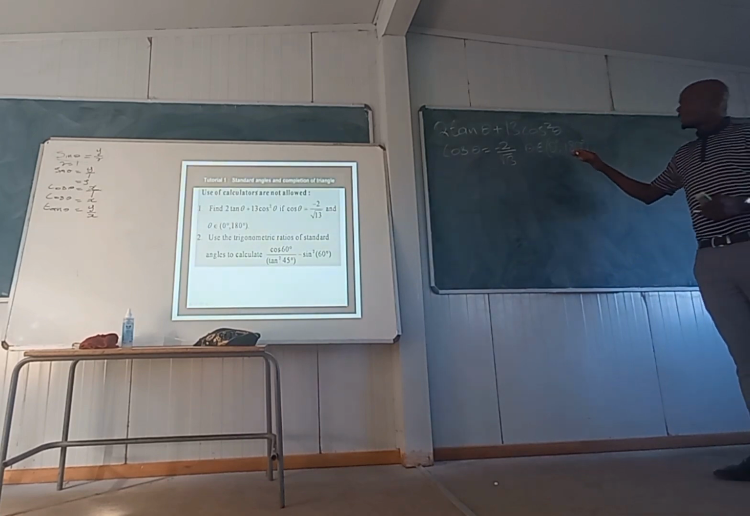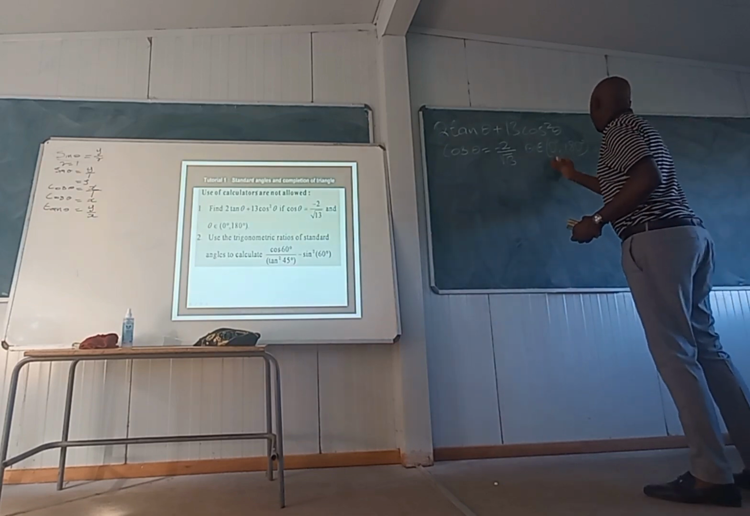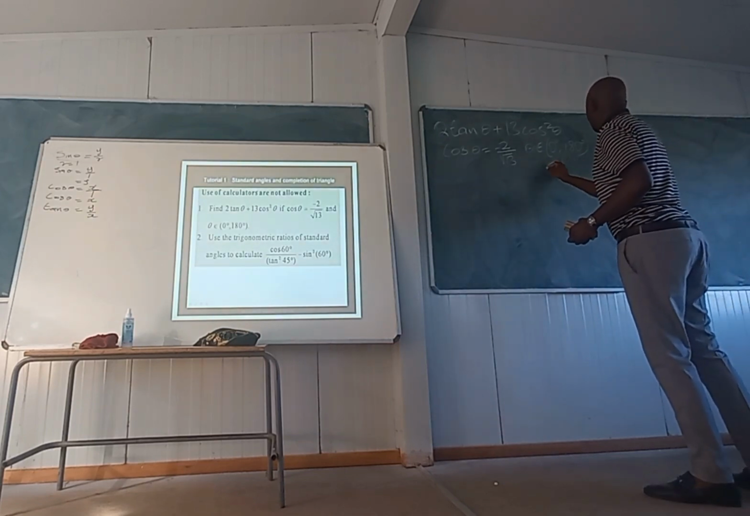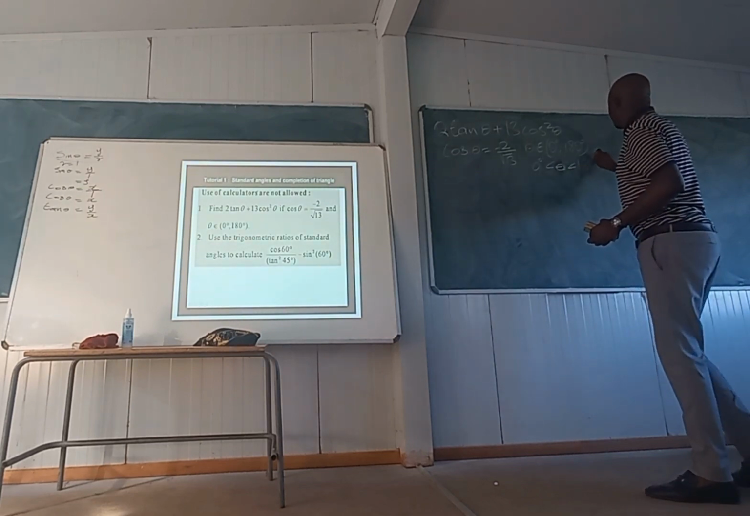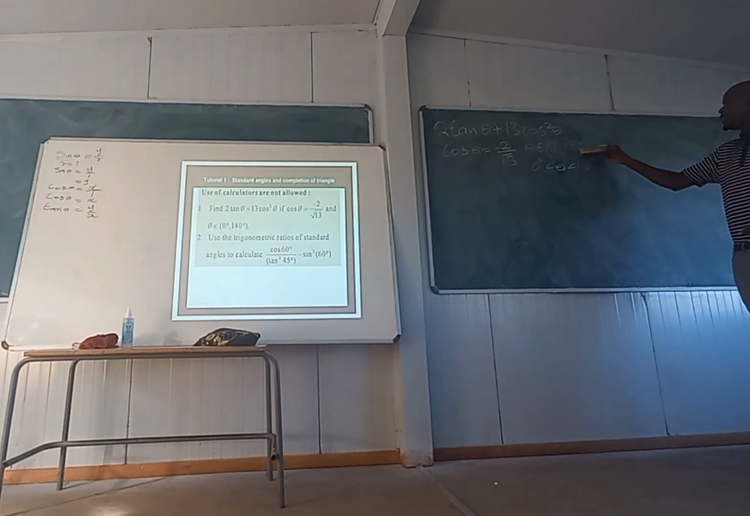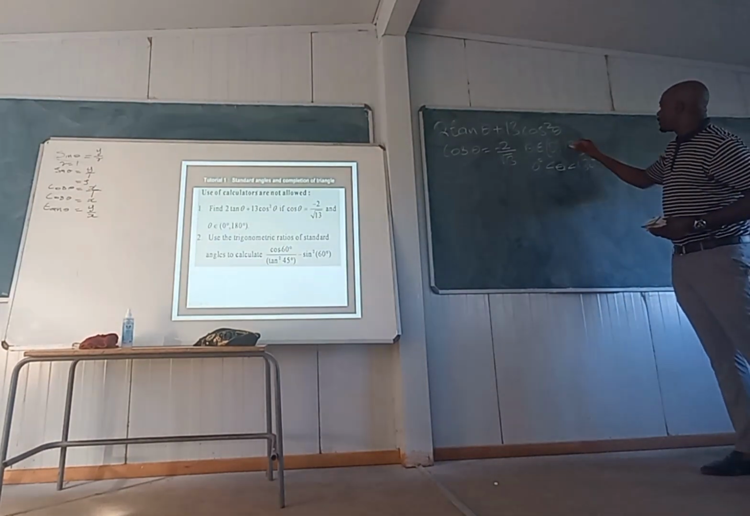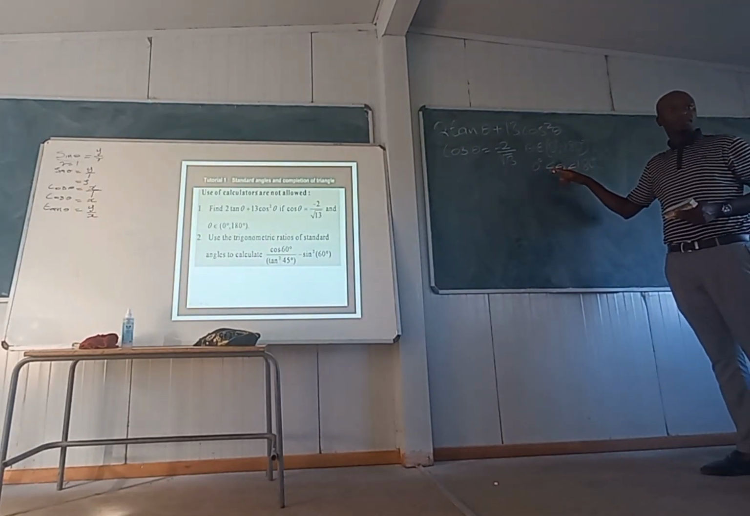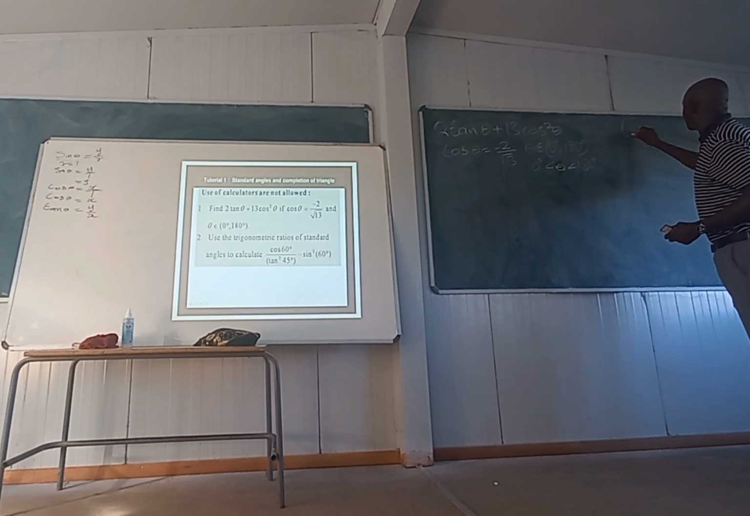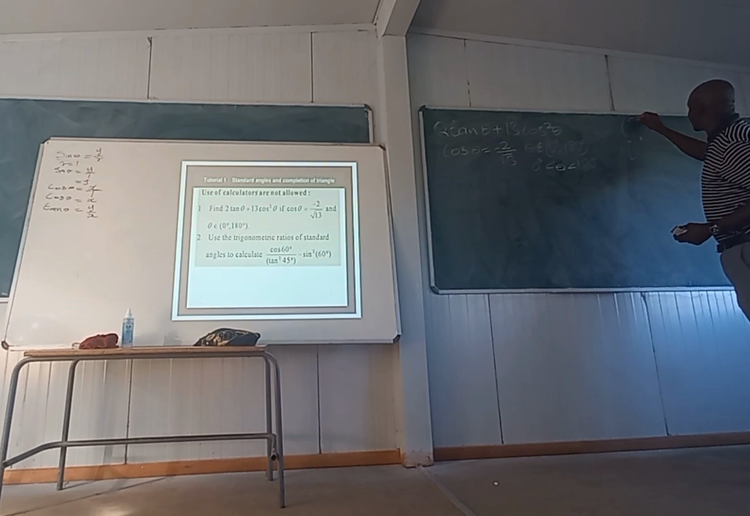If I write this interval, I can write this as theta is greater than 0 degrees and less than 180 degrees. It's the same thing. Because of this second bracket, it is greater than or equal to. Remember the difference between this bracket and this bracket: this one is less than, and this one is less than or equal to.